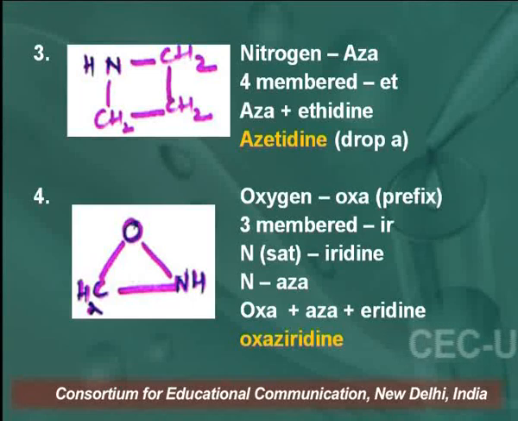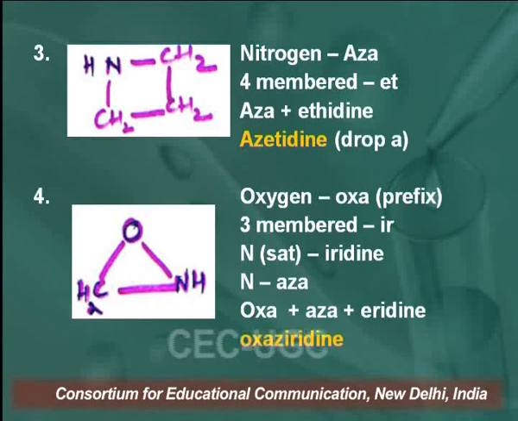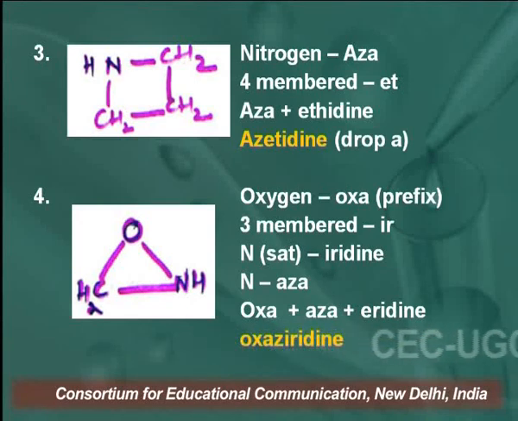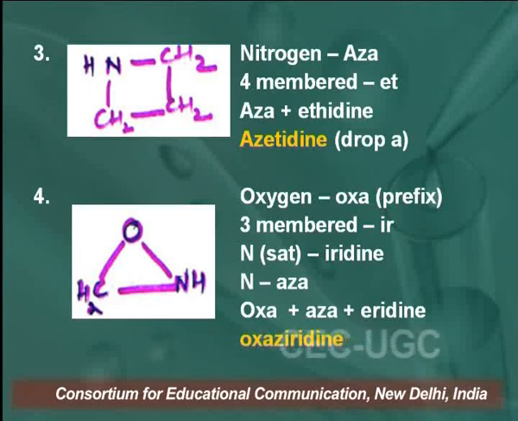Similarly, here is another example. You will see nitrogen in a 4-membered ring. Combined, drop the vowel, and it will be azetidine, because nitrogen is present over here but the ring is saturated. So what is et? Et represents the size of the ring.